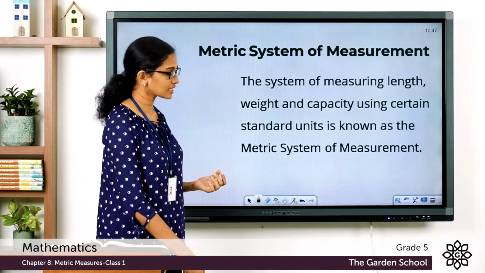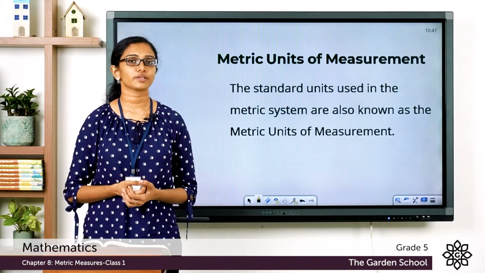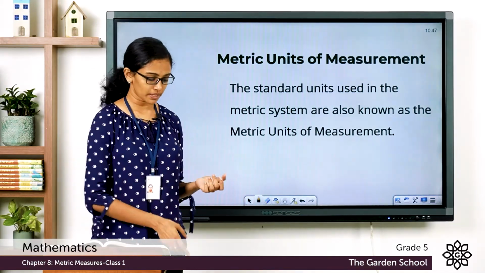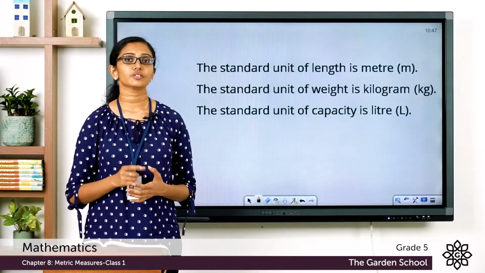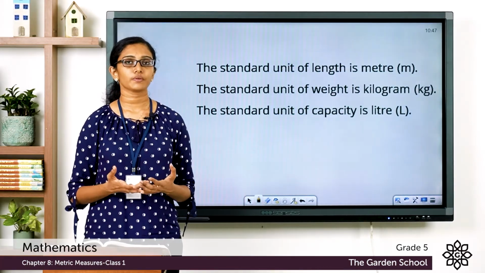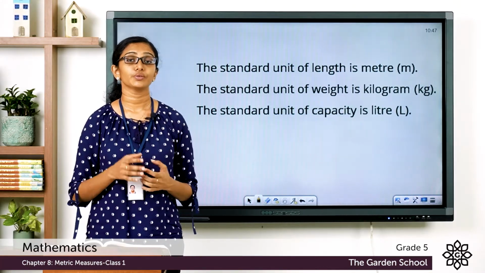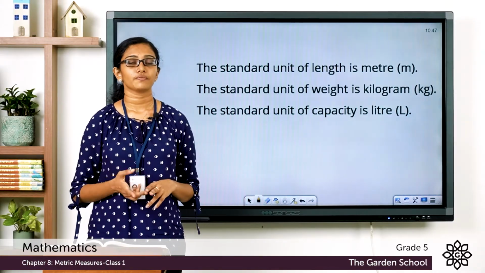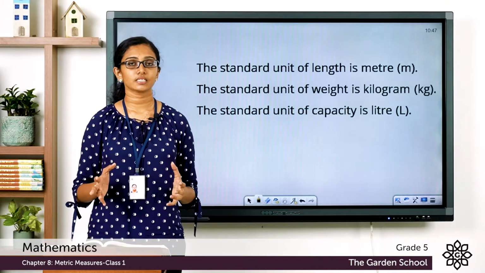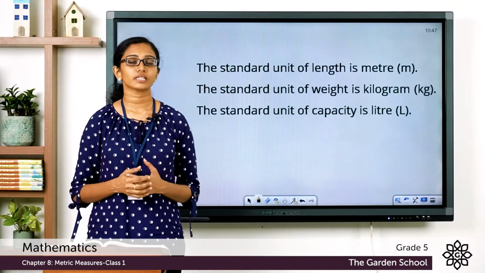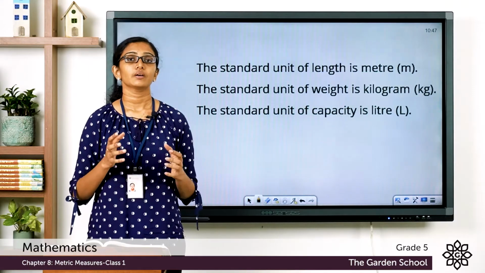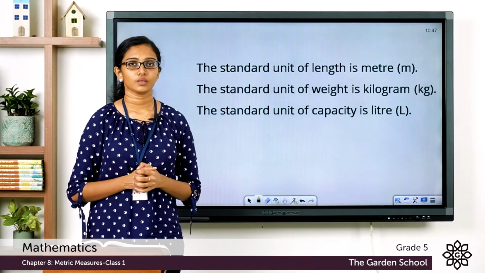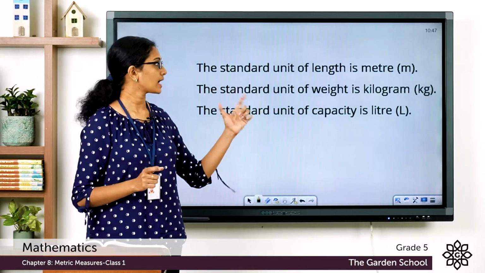And the standard units that you use in the metric system of measurement are also known as the metric units of measurement. So how do you measure length? You can measure smaller lengths using a measuring tape or a ruler. And you use units such as the millimeter, centimeter, or meter. But for longer lengths, like the distance between 2 places, you may use units such as the kilometer. But we say the standard unit of length is meter, which can be represented with small letter m.